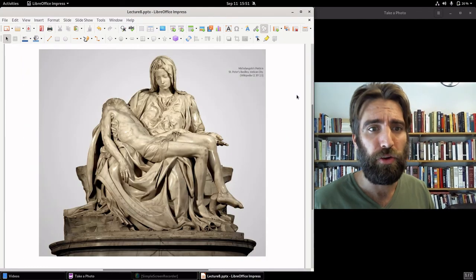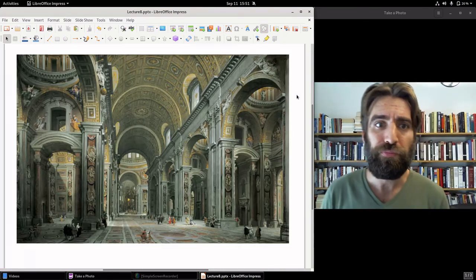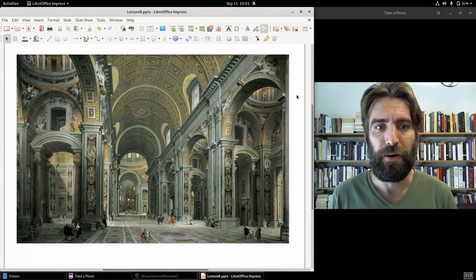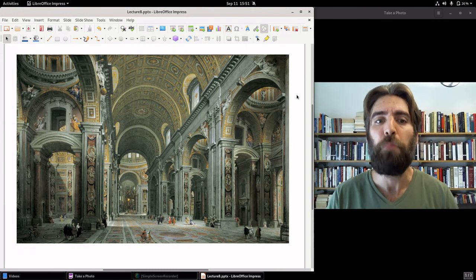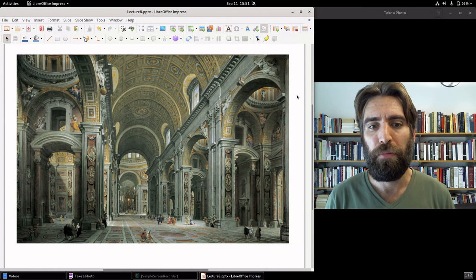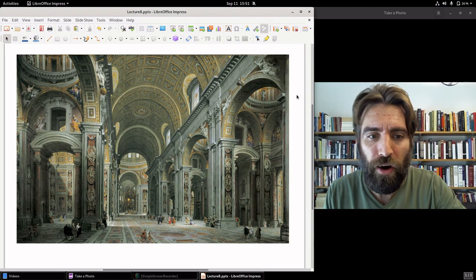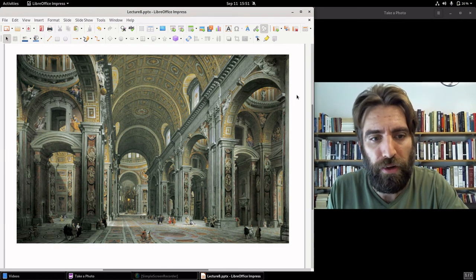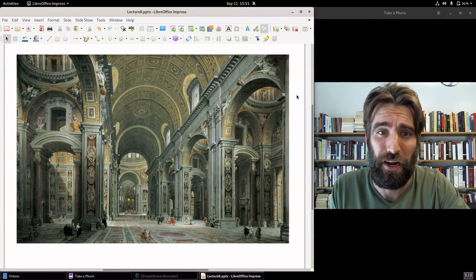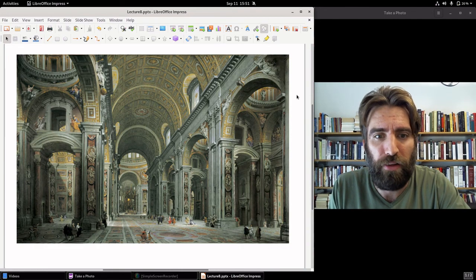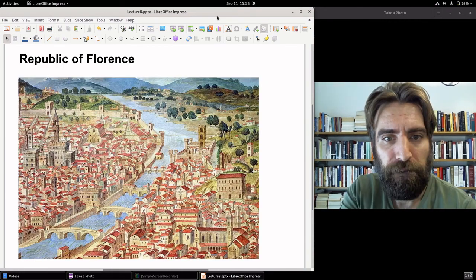There's another Michelangelo sculpture, and some architecture from the period. I mean, just objectively beautiful pieces. And I am a believer that some art can be objectively beautiful. You look at some of the works of the Renaissance, and there's no question about it. These are some of the greatest achievements in human history.